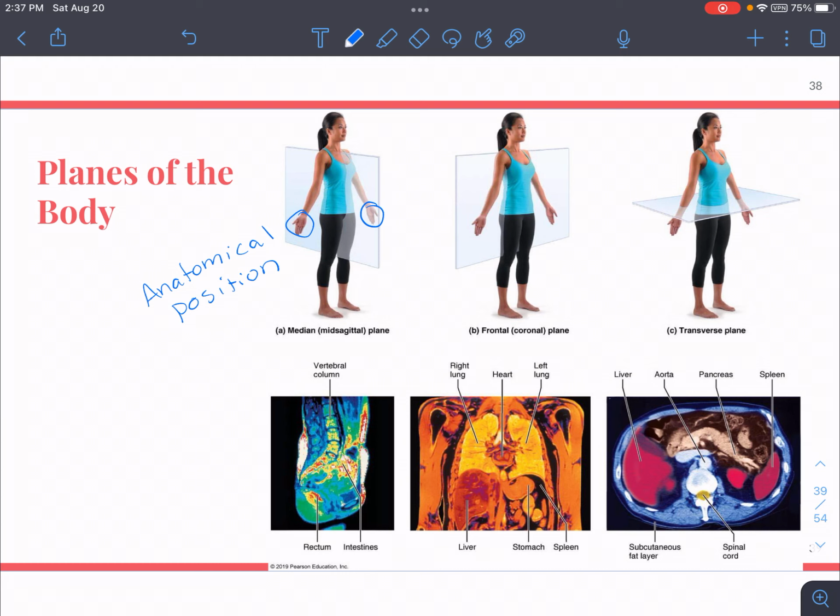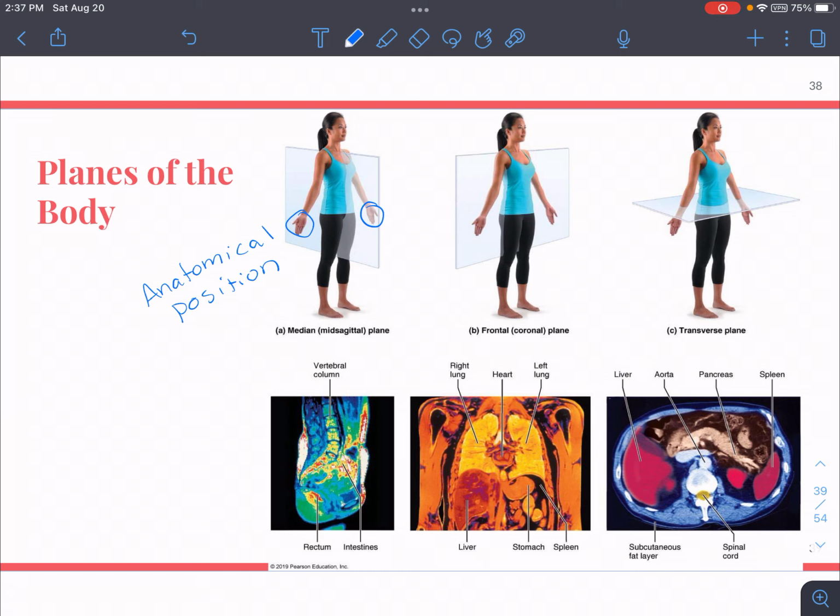So when we're talking about medial, distal, right, left, we're in anatomical position when we're referring to those different terms. So we're standing with our palms facing forwards. Like my thumbs in anatomical position are lateral to my pinky fingers.